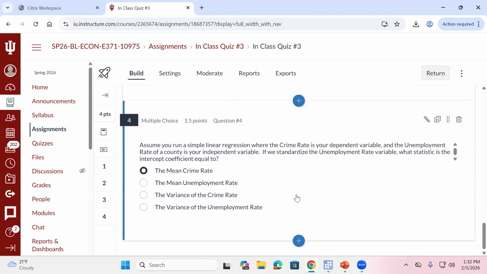Okay. So this is where we want to start getting used to terminology. Let's say I'm instead trying to predict, instead of COVID cases, crime rates. And I want to do that using the unemployment rate of a county. If I standardize that unemployment rate variable, what is the interpretation now of our intercept? Well, when we talk about the dependent variable, it's what depends on something else. So that is my Y variable.